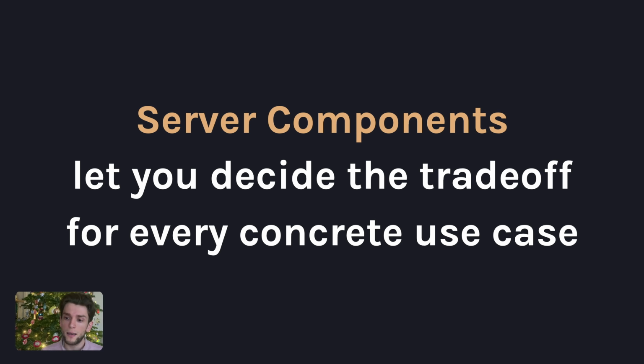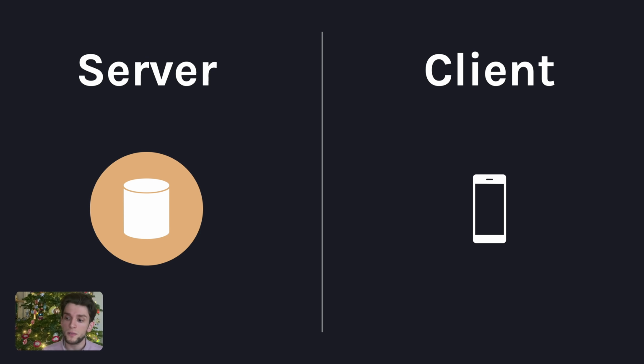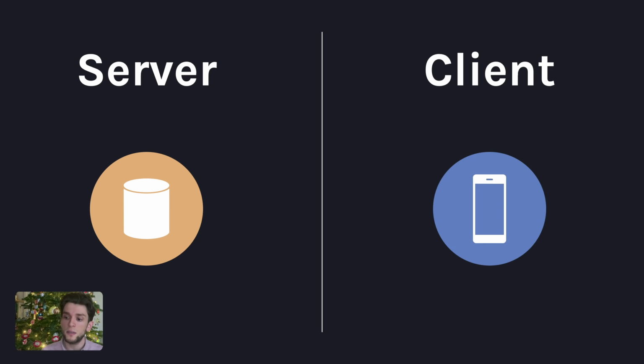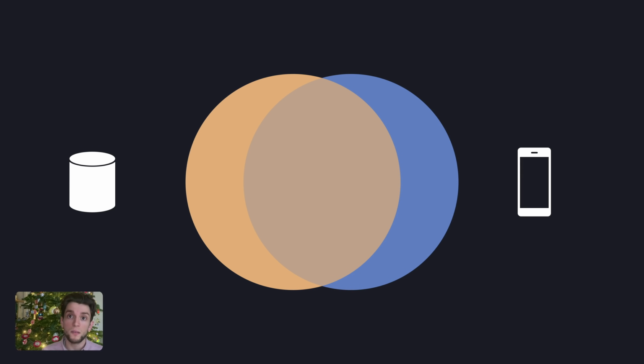The next key point is that server components let you decide the trade-off for every concrete use case. And so if you have some code that does some data fetching and just some pre-processing, it makes sense to put those components on the server. And then if you have some code that needs fast interactions to respond to input immediately, it makes sense to put it on the client. But because there is no technological wall and you're within a single technology, a lot of the code can actually be shared. And we expect that the majority of components would be shared components that can run both on the server and on the client.